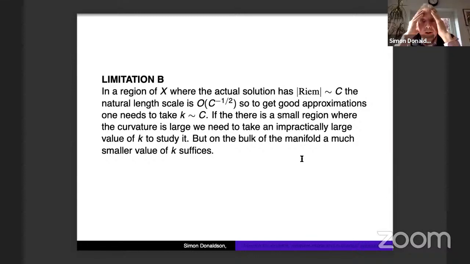As we'll see in an example presently, I hope, if there's some possibly small region in the manifold where the curvature is large, then to get good approximations to the metric there, we would need to take some large value of k, which is very likely impractical. On the other hand, very often on the bulk of the manifold, we have a much smaller value of the curvature, and the metric there can be effectively studied using a smaller value of k.